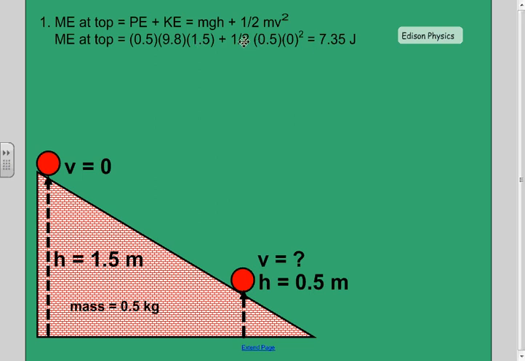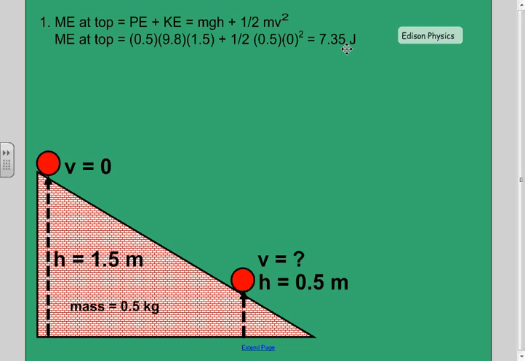Plus the kinetic energy, half the mass, 0.5 kilograms. The speed at the top of the hill is 0. So when I square all this, I get 0 times 0.25, which is still 0. Only the potential energy is calculated. And if I multiply 0.5 times 9.8 times 1.5, I end up with 7.35 joules for my mechanical energy of the ball at the top of the hill.